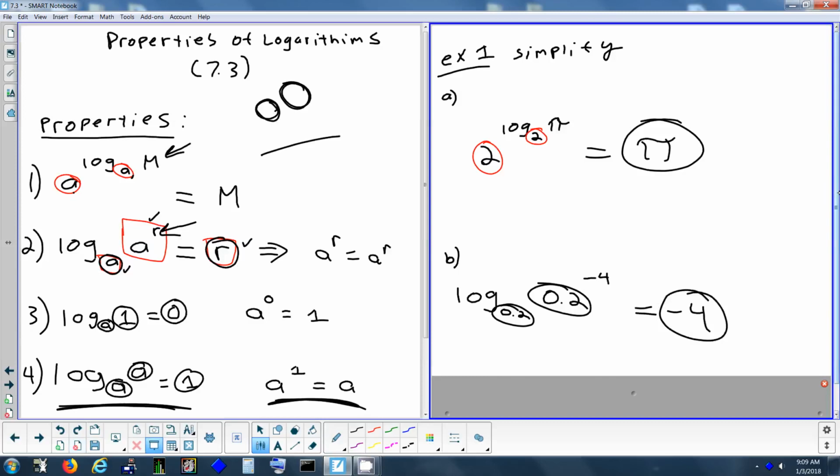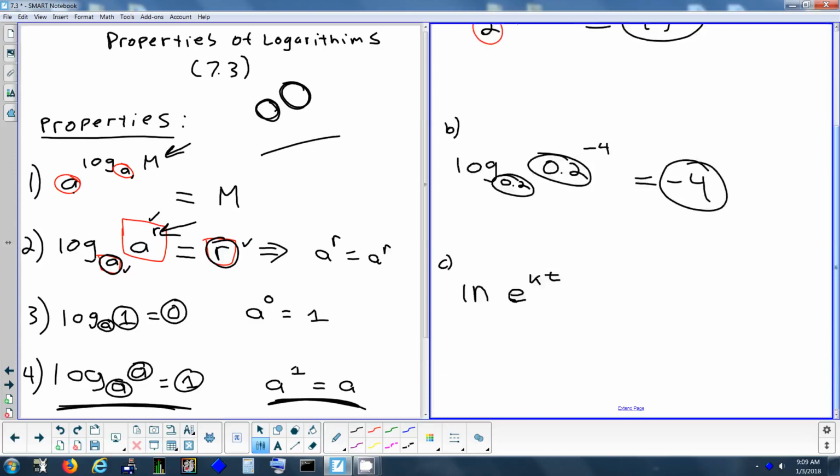Let's try this one. The ln of e to the kt. Wait, it's 0, right? So if you were taking the log of 1, if you had the number 1 in there somewhere for an argument, then it would be 0. This one's a little different. Anyone think you know what rule it is? Yeah, it's rule 2. Can you rewrite that so it's a little more obvious that it's rule 2? Log base e instead of ln. Change ln to log base e.